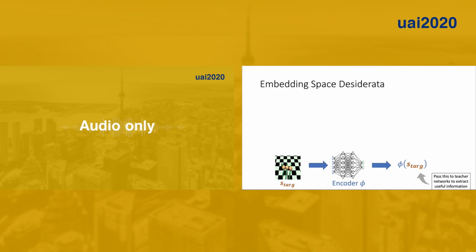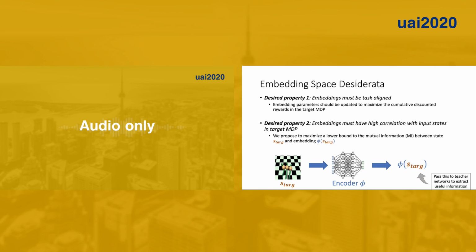We train our encoder to adhere to two properties. First, we require that the embeddings be task-aligned, so our encoder is trained to maximize the cumulative discounted rewards in the target MDP. Second, we require that the embeddings have high correlation with the states in the target MDP. To this end, we maximize the lower bound on the mutual information between state and embedding.